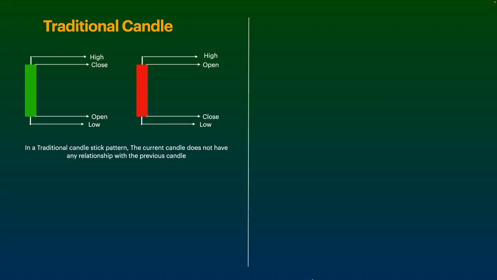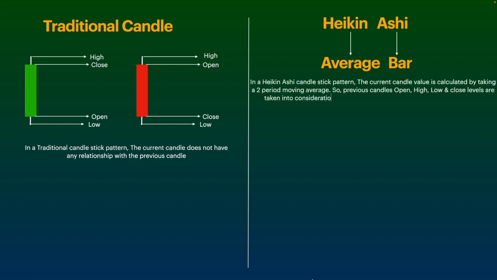Now let's understand, what does Heikin Ashi mean? This is a Japanese term. In Japan, Heikin means average, Ashi means bar. So in a simple way, in a Heikin Ashi candlestick pattern, the current candle value is calculated by taking a 2-period moving average. So the previous candle's open, high, low and close values are taken into consideration to provide the average value of the current candle. Now just imagine this green candle as our current candle.